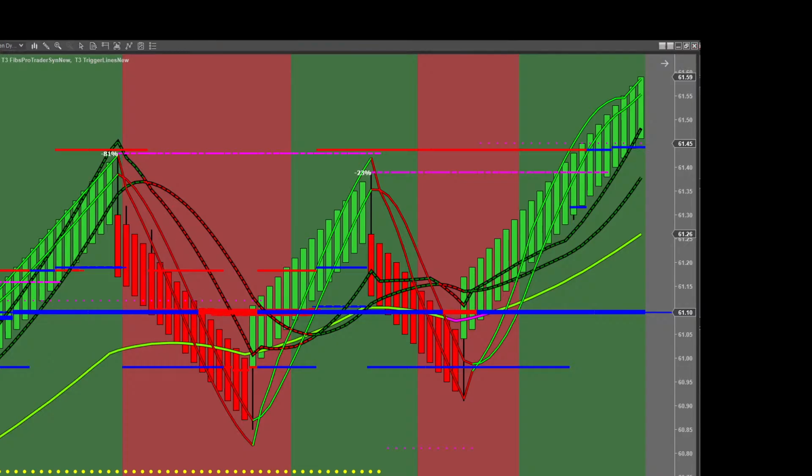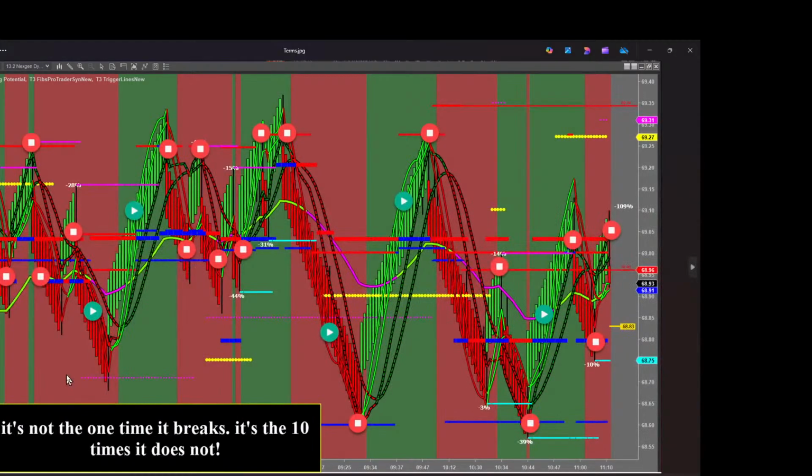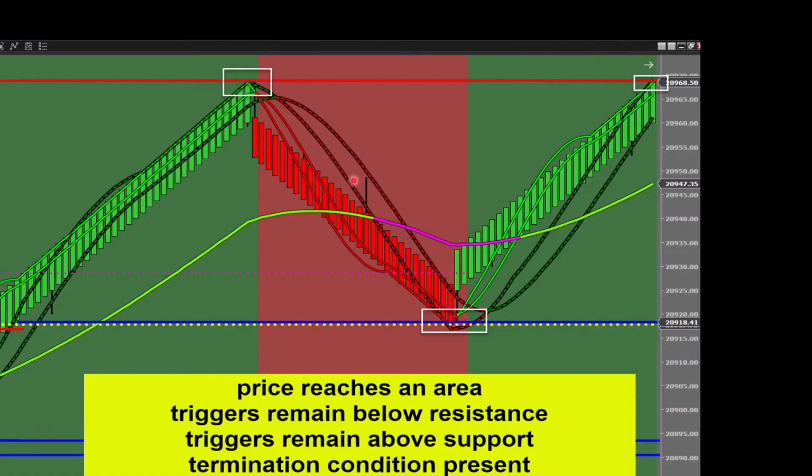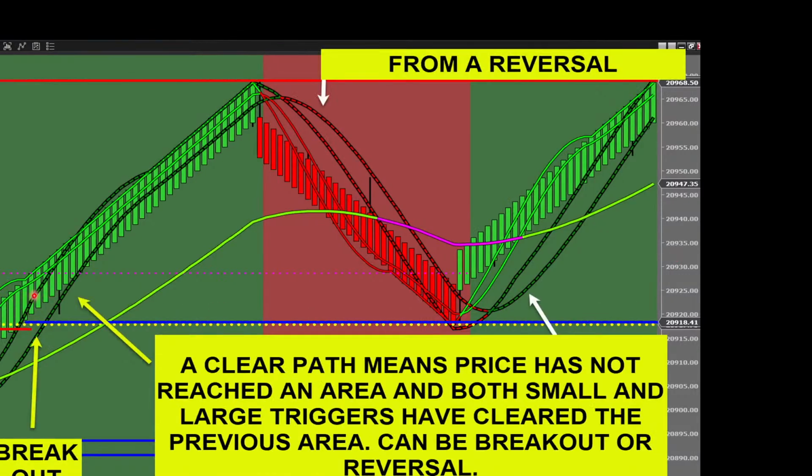So rule number 2 was put into play not because of the one time that it breaks or the hope that it breaks or the wish that it breaks. It has been proven that when price reaches an area and the triggers don't break it, it is more likely to stop the market than it is to just arbitrarily break, which means your edge is gone, your advantage is gone. And rule number 2 is designed to keep you from trading into the areas that could stop your trade. Areas break. We saw it right here. Areas break. Typically with momentum.